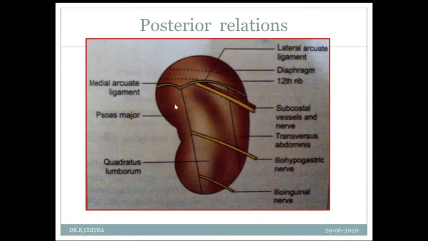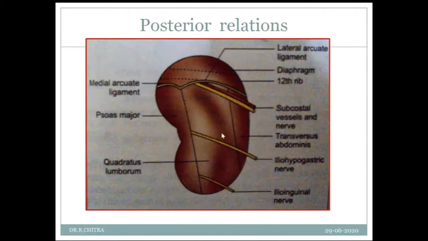In the lower part, if you see, it is resting on the posterior abdominal wall muscles. So what are the posterior abdominal wall muscles? Here it is related to psoas major, here it is related to the quadratus lumborum, and more laterally will be the transversus abdominis. So these are the muscles, and in between these muscles and this kidney we have the paranephric fat, which intervenes between the renal fascia and thoracolumbar fascia.